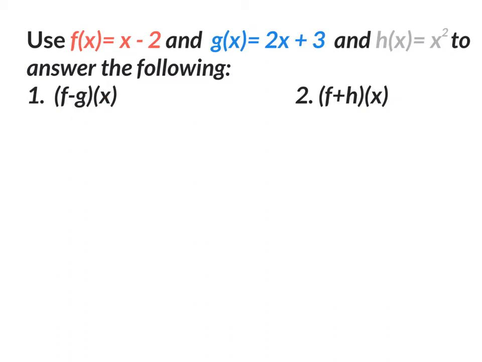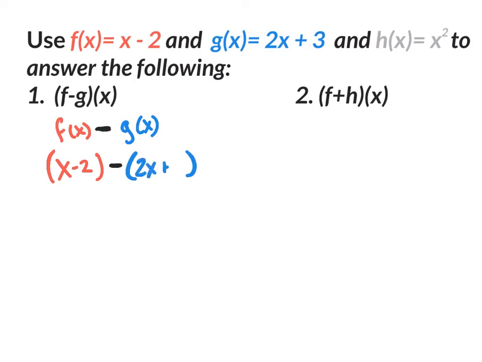What does that really mean? That we're going to take the f of x function and subtract it with, actually I'm going to do the subtraction with black, subtract it with the g of x function, which is in blue. So what is the f of x function? The f of x function is x minus 2. So I could put that x minus 2 right there in parentheses, have that black minus sign right there, and put the g of x function also in parentheses, 2x plus 3.